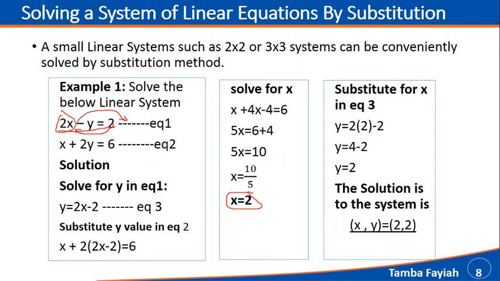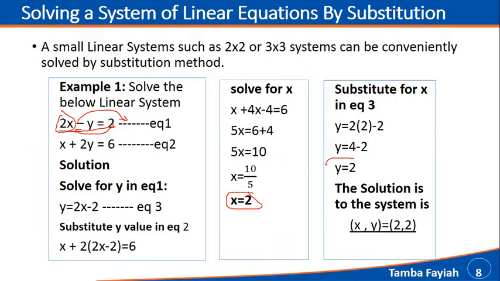Now, to get the value of y, since we have the value of x, we just go back to equation 3, since y is already defined there, and substitute the value of x into it. So here we have y equals 2 times the value of x minus 2, which gives us 4 minus 2. So y equals 2 is the value for y.